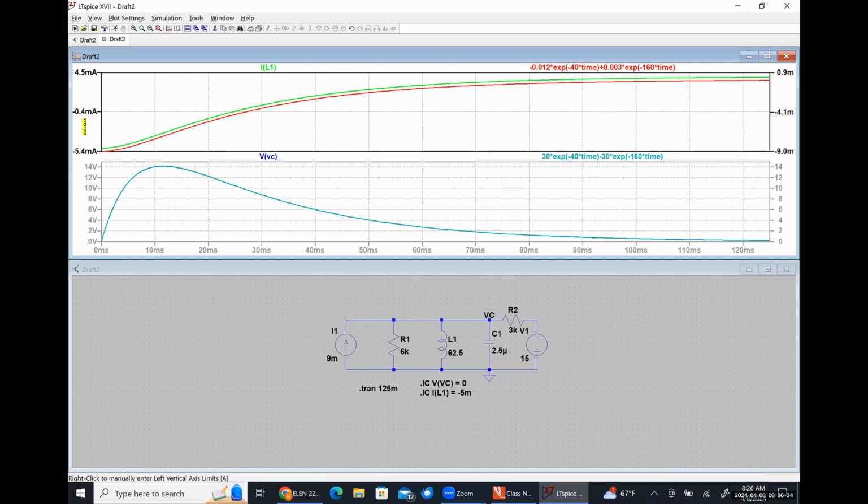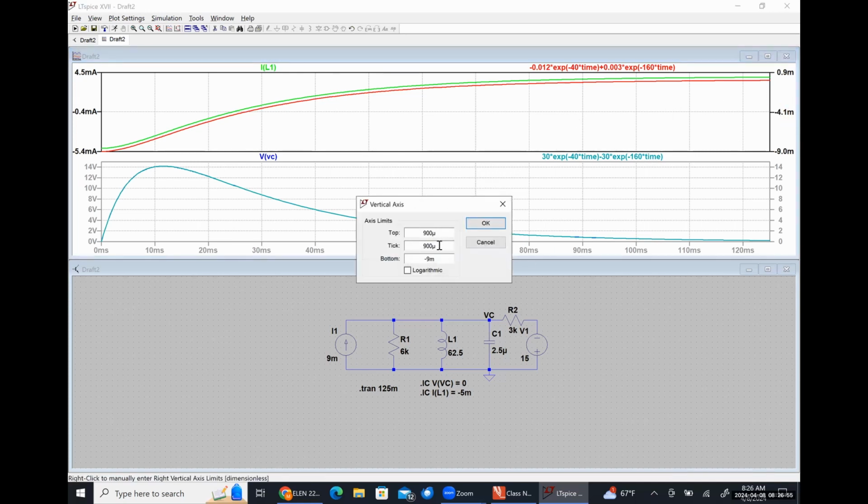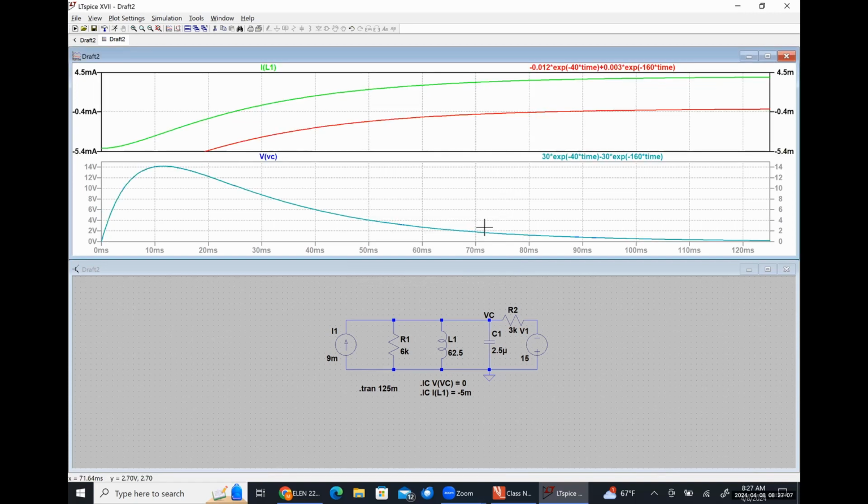Now, the scale on the left-hand side here goes from negative 5.4 milliamps up to 4.5 milliamps. The scale on the right-hand side over here goes from negative 9 milliamps to positive 0.9 milliamps. I'm going to change this, but I don't think that's going to fix anything. Yeah, still looks appreciably incorrect. So, anybody have any thoughts on what I might have missed?